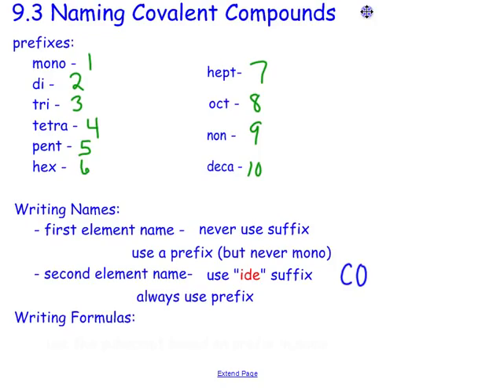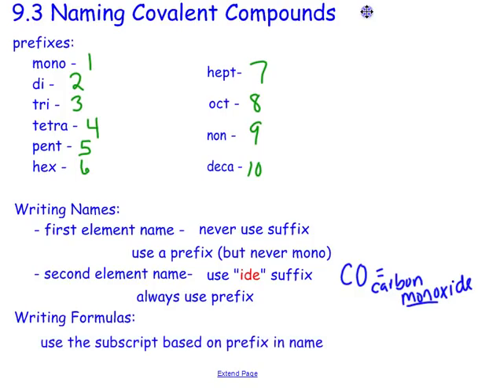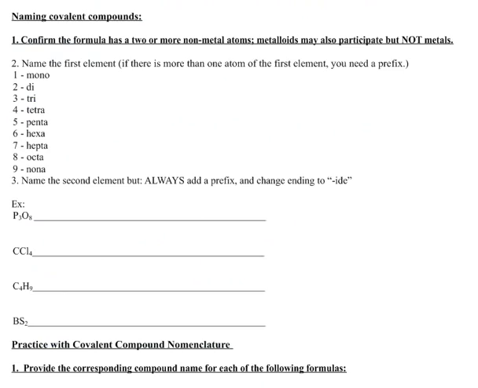The example here, carbon monoxide. One carbon, one oxygen. This is carbon monoxide. So we put the mono in front of the second element, but not the first. When we're writing formulas, you will use the subscript based on the prefixes in the name of both the first element and the second element. So that's pretty straightforward.